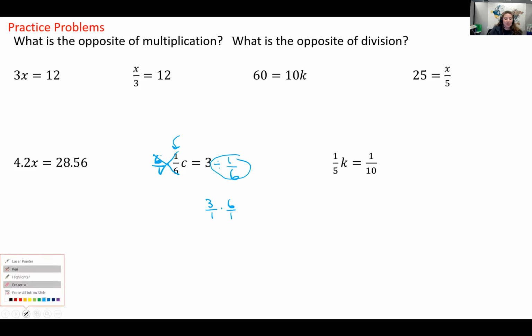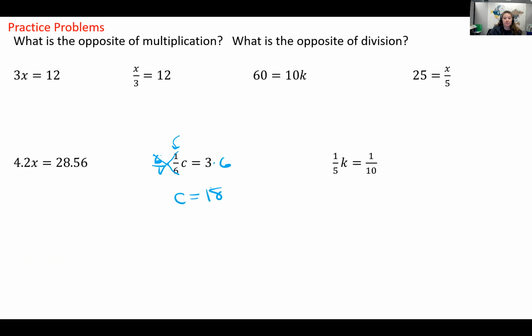So I could just do that on the other side. I could multiply both sides by the reciprocal of 1/6, which is just the number 6. So c equals 18. So you can double check that. Is 1/6 of 18 3? It sure is. So that's what we're going to do when we have our variable multiplied by a fraction. We're just going to multiply both sides by the reciprocal.